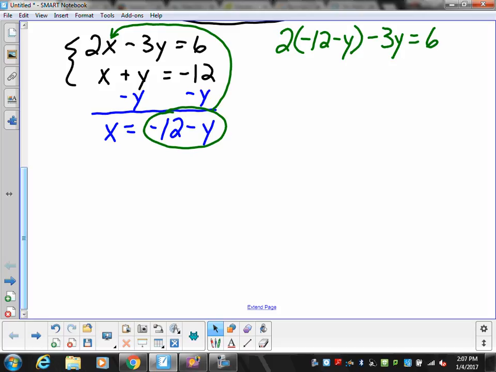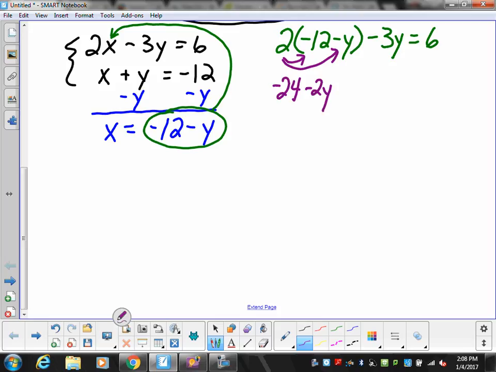The next step would be to distribute that 2. So if I distribute the 2, that becomes 2 times negative 12 is negative 24. 2 times the negative y is a minus 2y. So I have the minus 3y, and I still have the equals 6.